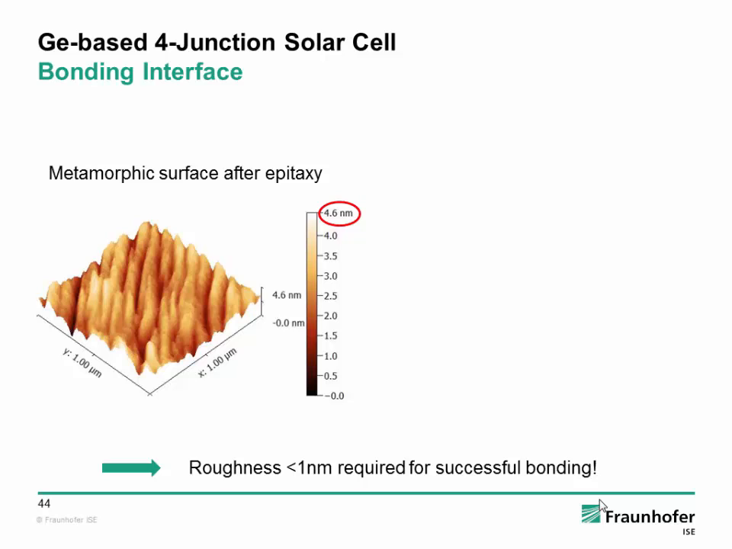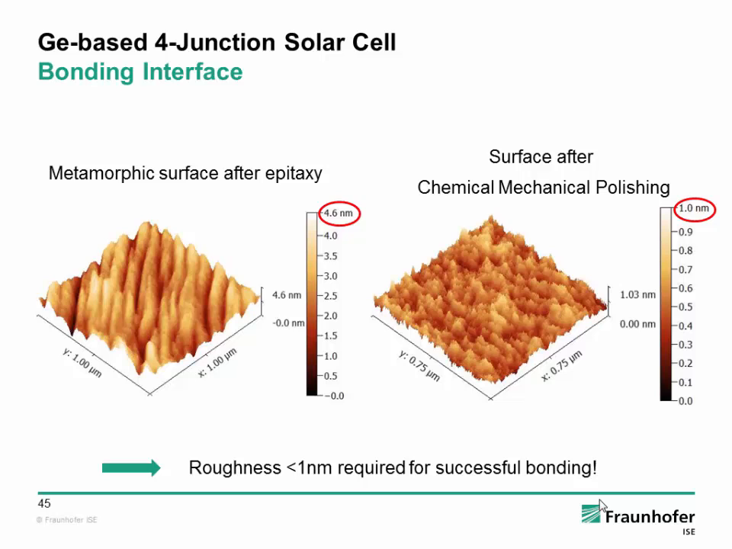And specifically, if you go for metamorphic structure, I have shown that the surface is more critical. We have sometimes bowing, and so we spend a lot of time to understand that and to optimize also the growth structure. So this is the surface with an atomic force microscopy image directly after epitaxy. What you can see, the surface roughness scale here is going up to 4.6. And we know from our experiments that with this surface roughness we cannot make a good bond.